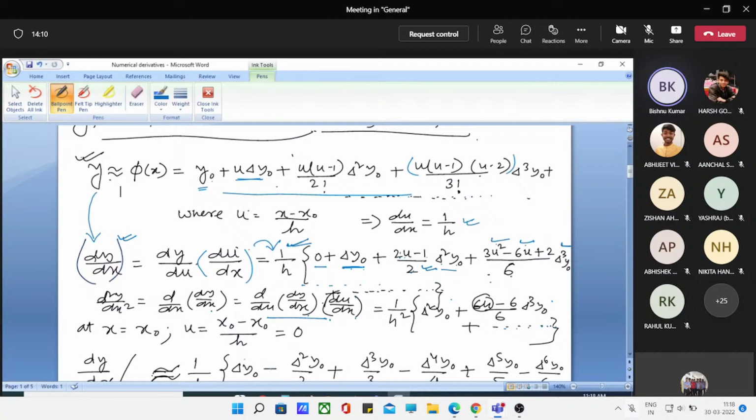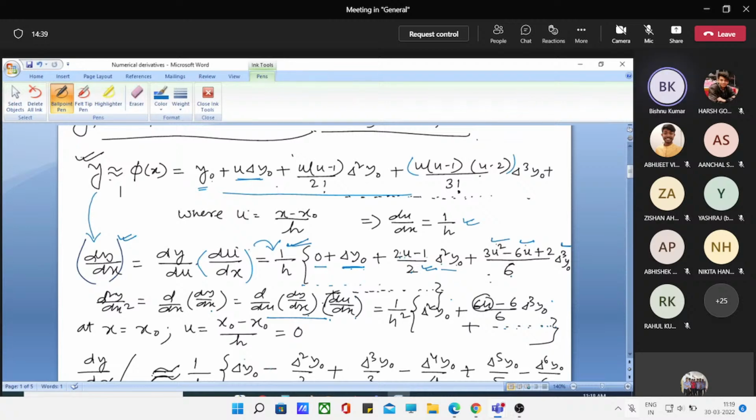it is asking you to find out the derivative at the first point, so dy by dx at x equals x0. In this overall expression, you have to put u equals 0 wherever u is there, because at the first point u is 0. So in this expression, put u equals 0. You will get a nice expression.